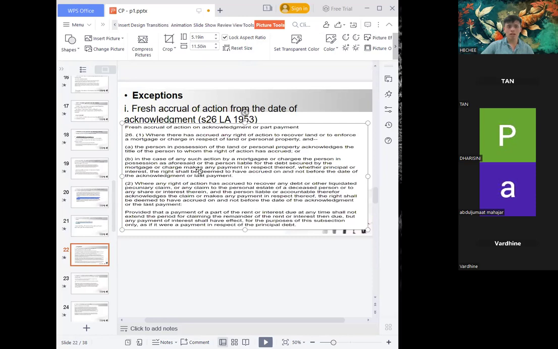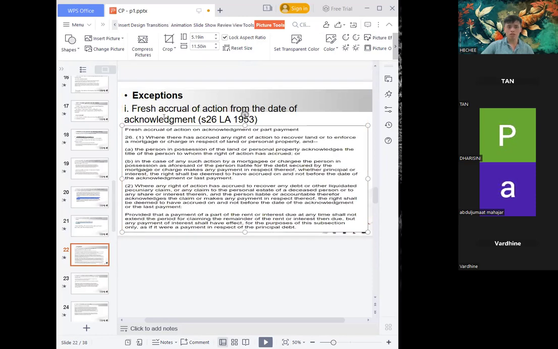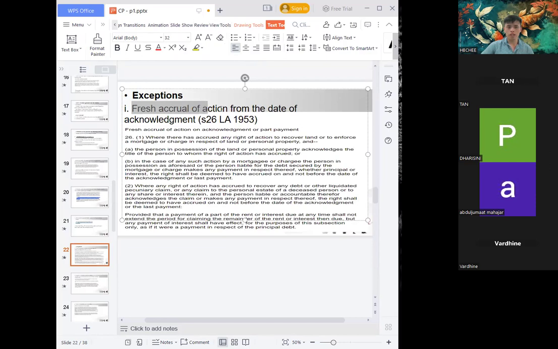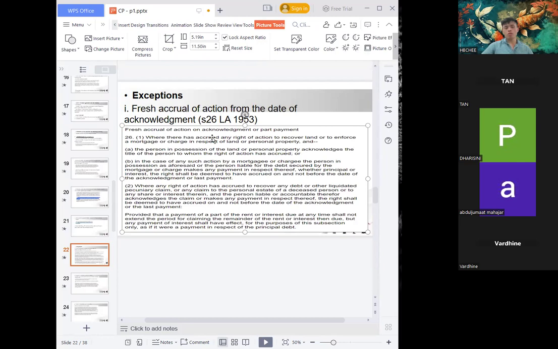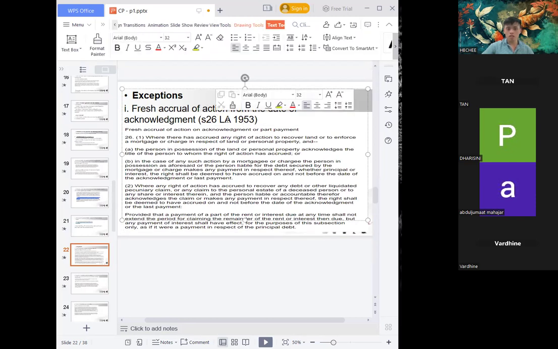However, there are some exceptions. The first exception is the fresh accrual of the action from the date of acknowledgement, which means that, as we said in Section 6 of the Limitation Act, you are given 6 years. But what if after the 6 years, you only discovered the fact? So this is the first exception as per Section 26 of your Limitation Act 1953. The fresh accrual of action is the extension of your limitation period already.